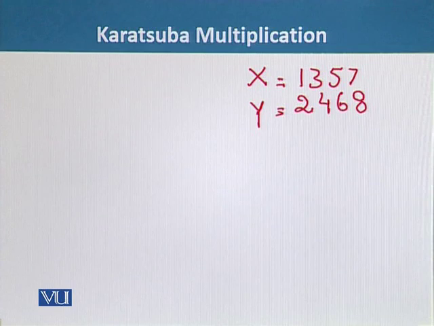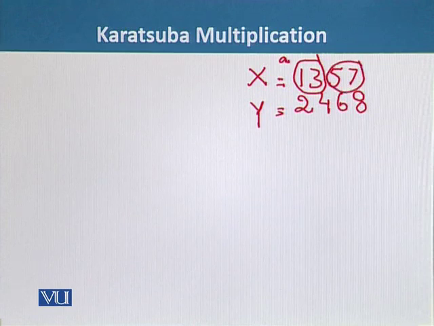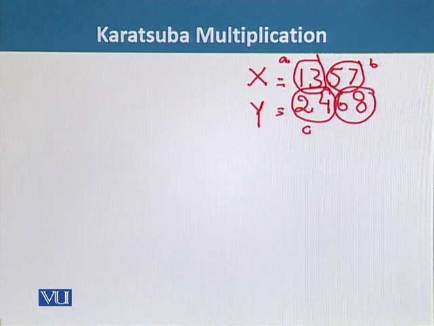In this Karatsuba multiplication, we will divide x into two halves. The first is 13 and we call it A. The second half is 57 and we call it B. Similarly, we will divide y into two parts. The first is 24, and we call it C, and the second part is 68 and we call it D. So we have divided these two numbers into four parts, x into 2 and y into 2. We will follow this Karatsuba multiplication step by step, and we will reach the same answer as in the previous calculation.